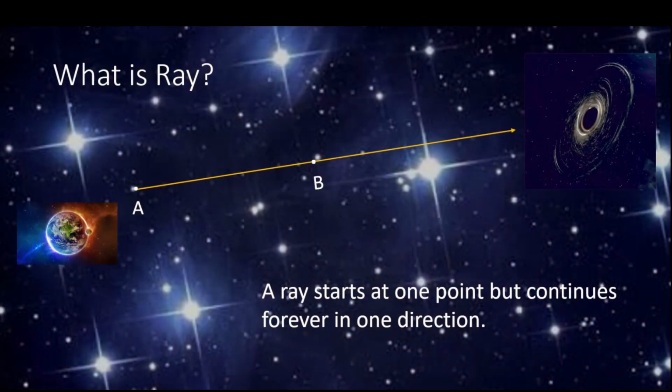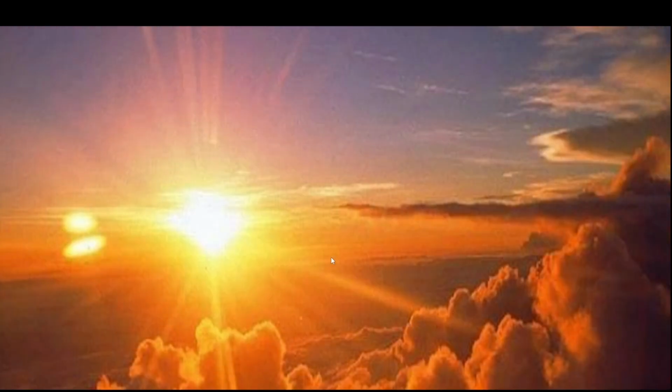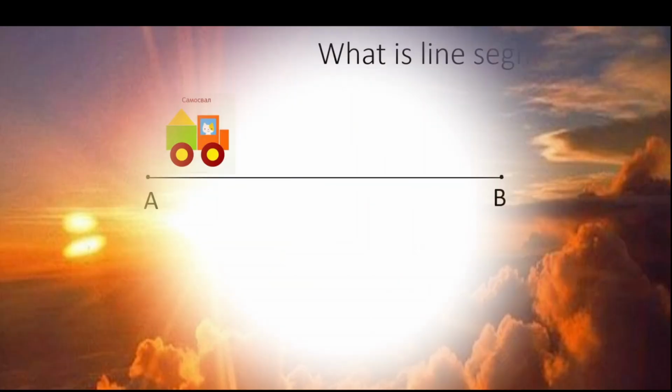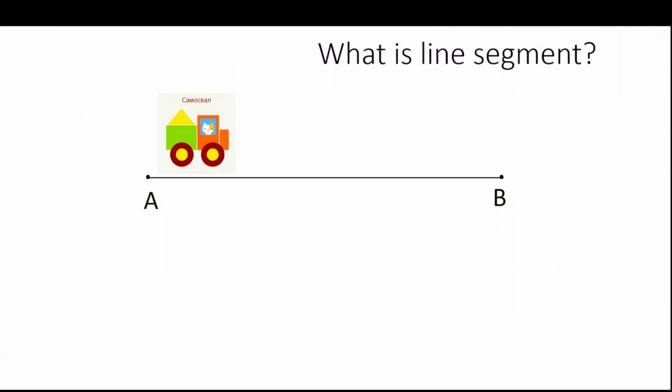As with a line, we can call this ray AB because it passes through 2 points, A and B. Look here, a very beautiful photo of the sunshine. What is a line segment? Here, something interesting. A line segment is a part of a line that has a starting point, which is A, and an ending point. That's why it has measurements. We can measure it. Let's say this is A and B, approximately 10 centimeters, or 10 meters.